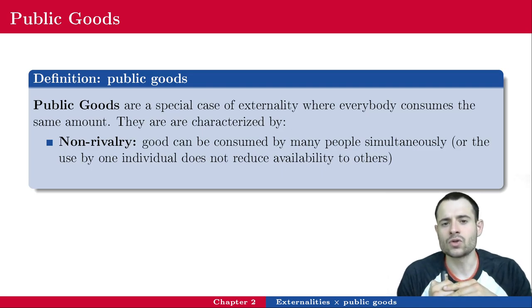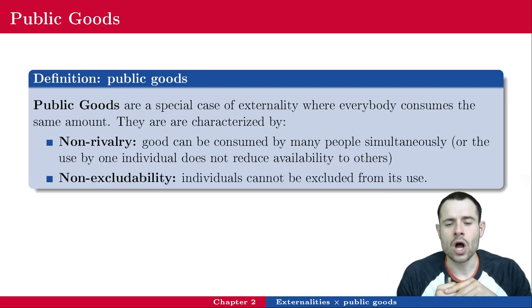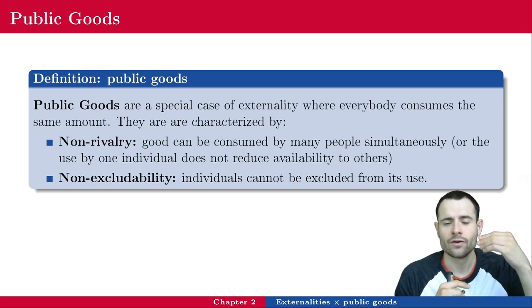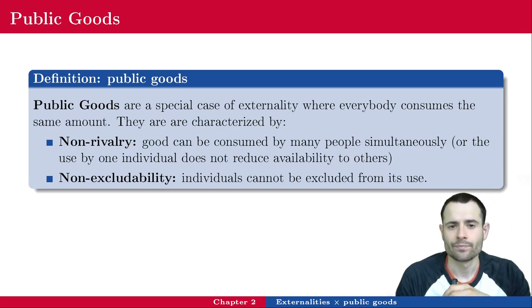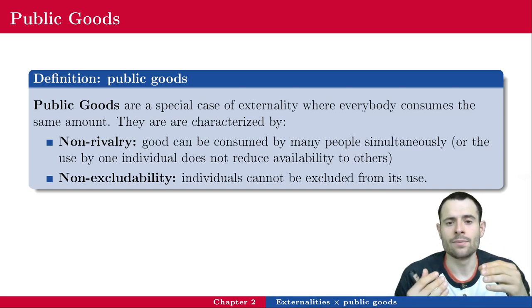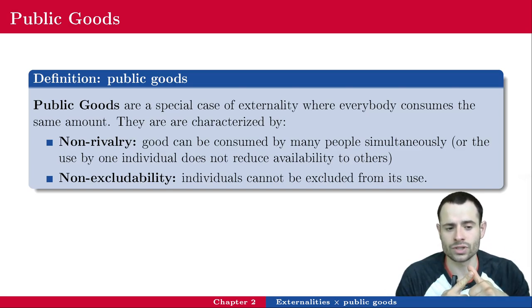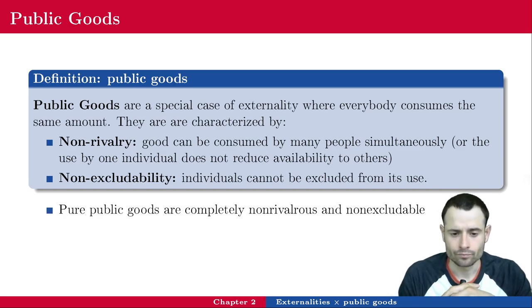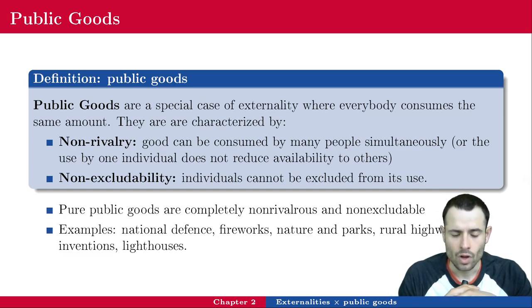A public good is also a good which is non-excludable. So individuals cannot be excluded from its use. There are only a couple of types of goods which are purely public goods, which are non-rivalrous and non-excludable. But we're going to see how it leads to market failure. A couple of examples of such public goods or public services. National defense.